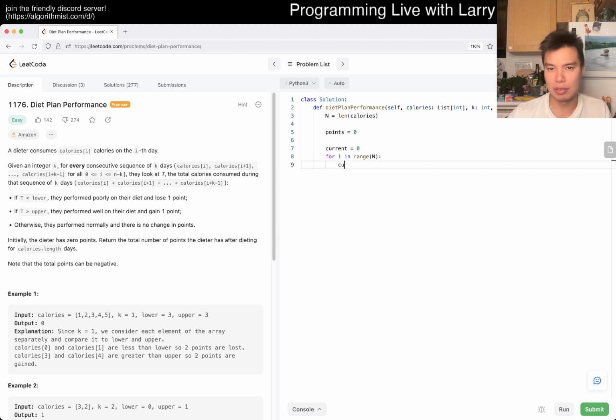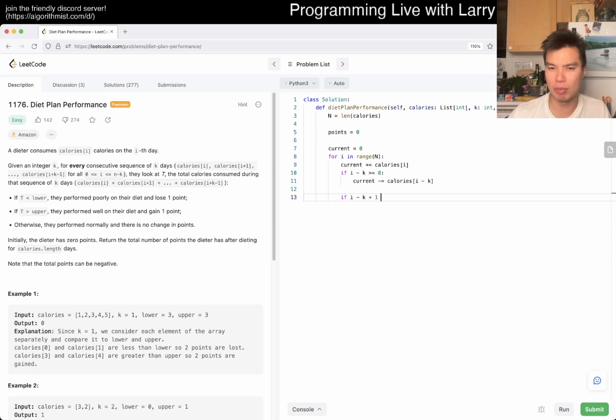And then current, we add calories[i]. If i minus k is greater than or equal to 0, current minus calories[i minus k], and then now we check to see that i minus k plus 1 is greater than or equal to 0. I write this awkwardly, but basically it's saying that current would represent at least k values in this case. So yeah, I think so, unless I'm missing it. No, this should be right. I do get this wrong a lot, but this time I think I'm okay.